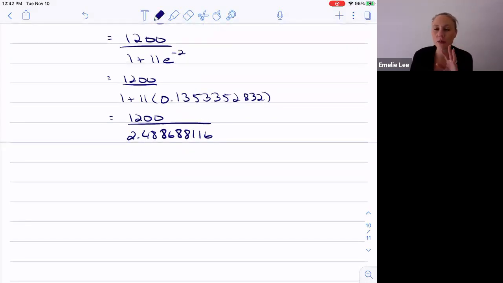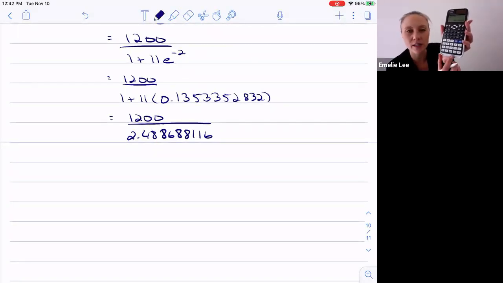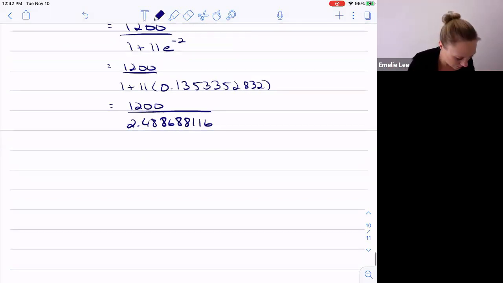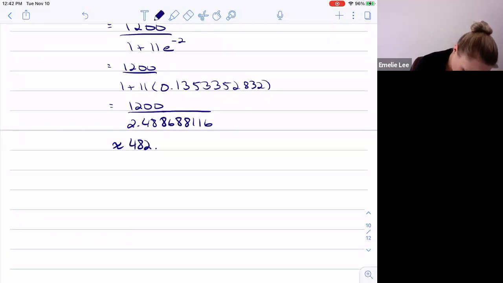Usually you'll have a recall button on your calculator. If you've got something like this, I've got an answer which just inserts the previous answer. For these types of calculations, it makes it a lot easier, so get to know your calculator. But what we get is approximately 482.1817537.